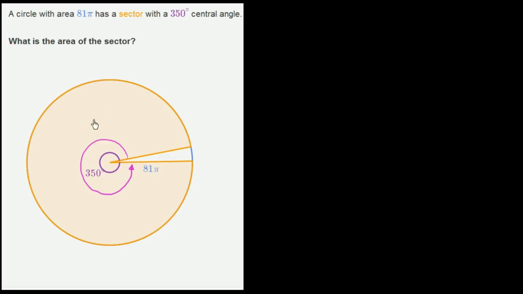So we just need to realize that the ratio between the area of the sector and the total area of the circle, and they tell us what the total area is, it's 81 pi, is going to be equal to the ratio of its central angle, which is 350 degrees, over the total number of degrees in a circle, over 360. So the area of the sector over the total area is equal to the degrees in the central angle over the total degrees in a circle.